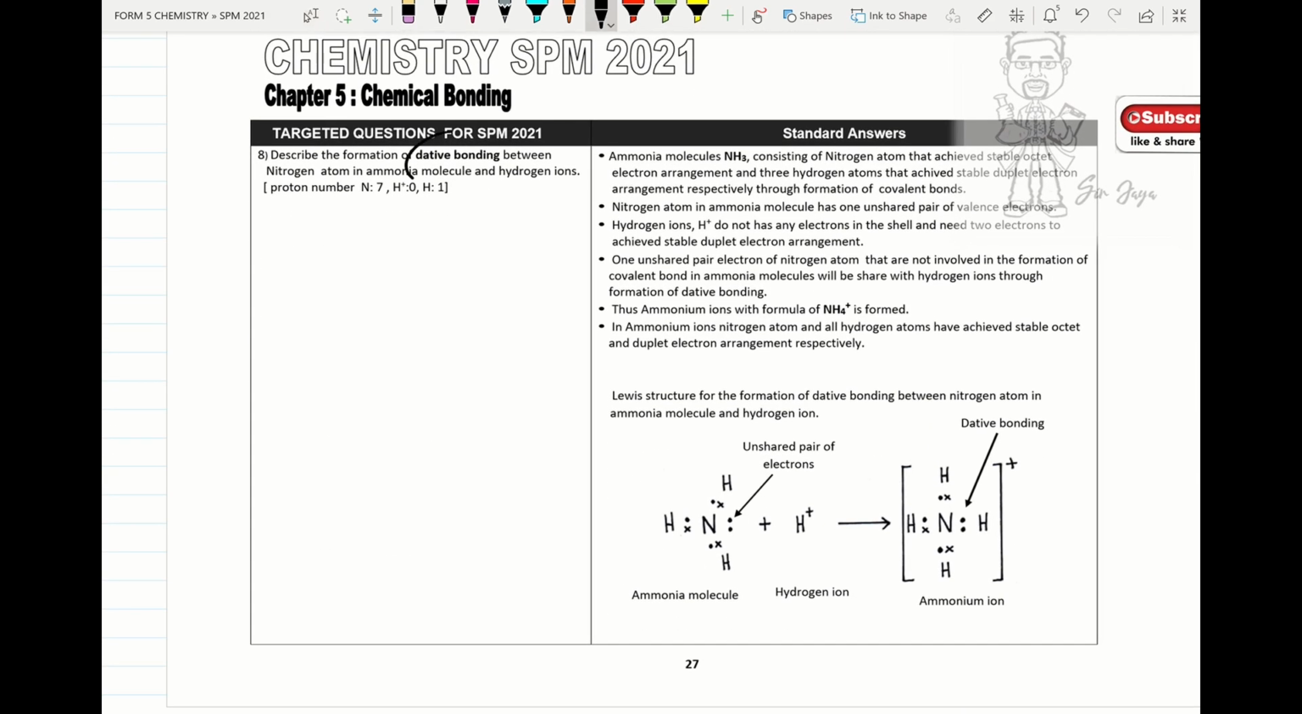All right, we move on to the formation of dative bonding. Please remember, dative bonding is a special type of covalent bond where the shared pair of electrons comes from only one atom.